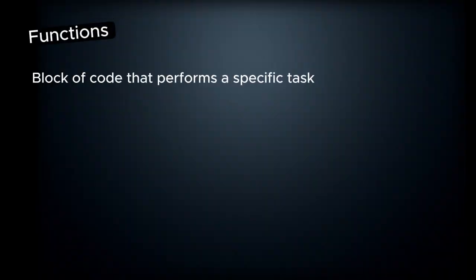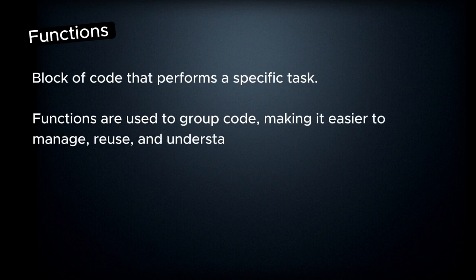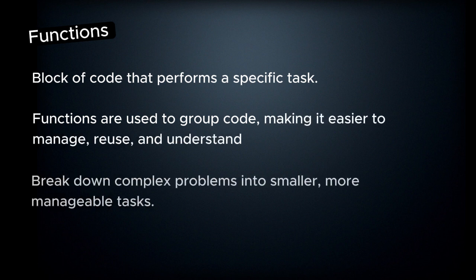A function in a program refers to a block of code that performs a specific task. It's like a mini program within a larger program. Functions are used to group code, making it easier to manage, reuse, and understand. Functions are important because they help break down complex problems into smaller, more manageable tasks.